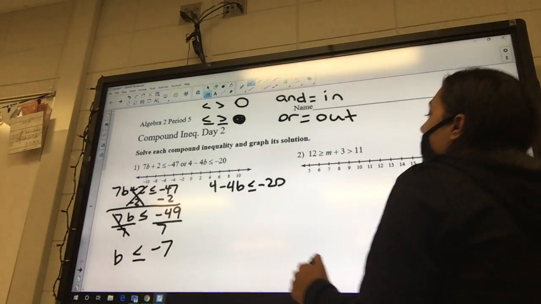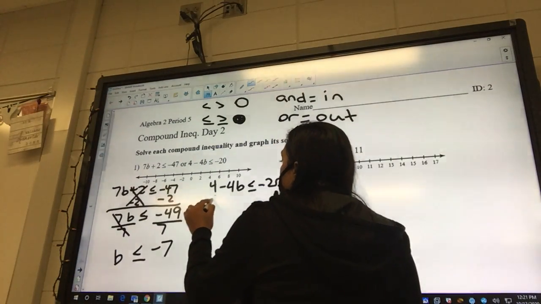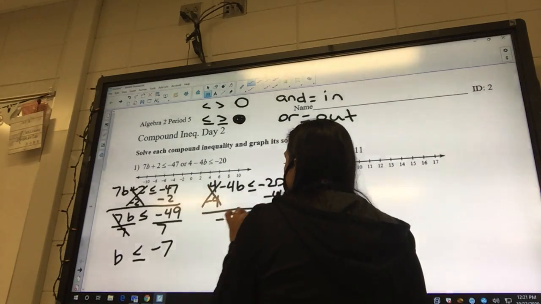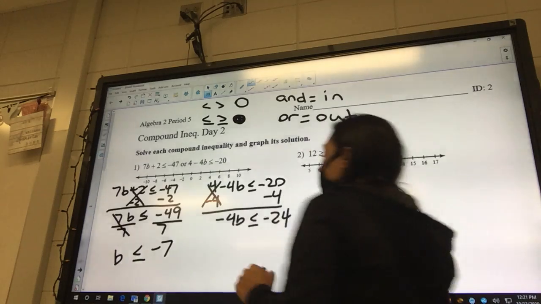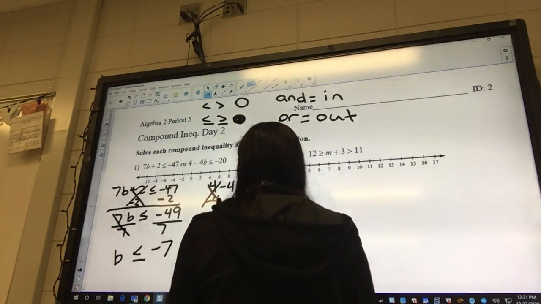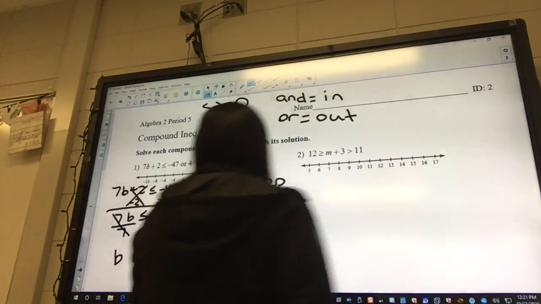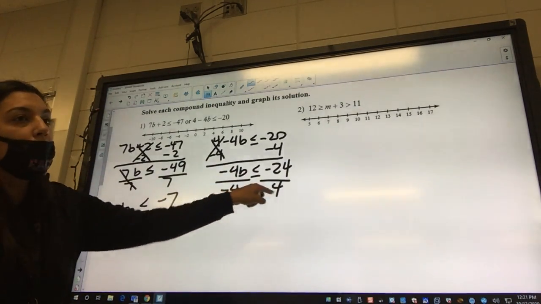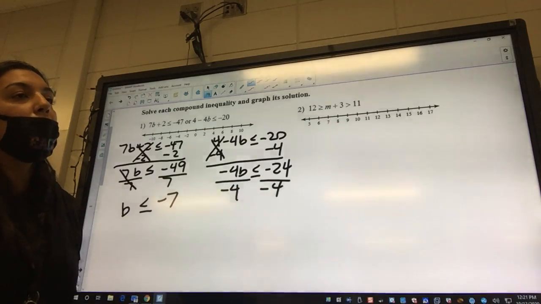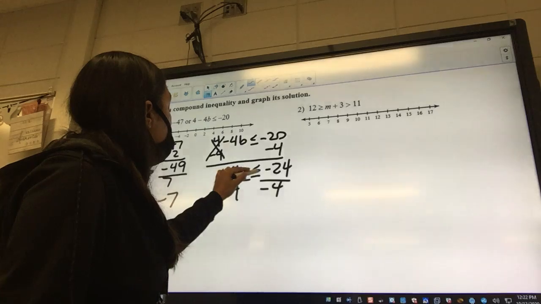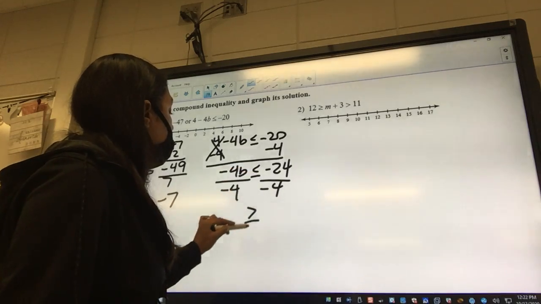On this one, we subtract 4, subtract 4. So we have negative 4b is less than or equal to negative 24. And what's my last step? Divide by negative 4. You switch the sign. Bellinger, see how this one is negative on the bottom? We divided by that negative. When we multiply or divide by a negative, you have to flip the sign, so then we have to turn it this way.